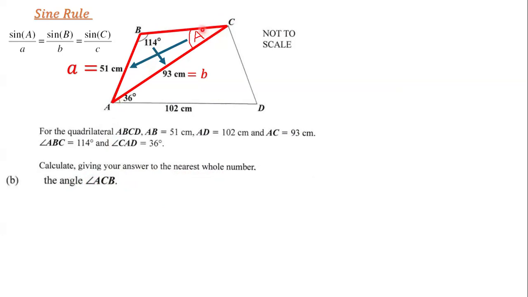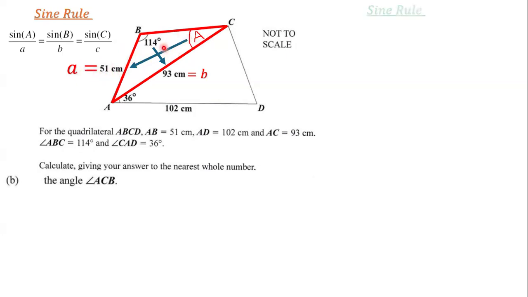Now, this is the missing angle, and we're going to call this missing angle capital A. The side that is opposite the missing angle, we're going to call that small a.